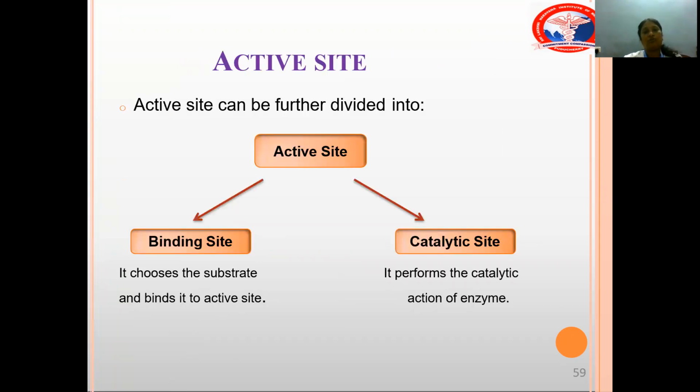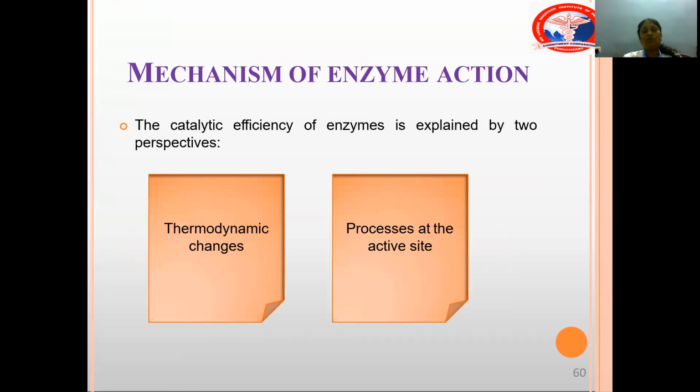The active site can also be further divided into the binding site and the catalytic site. The binding site chooses the substrate and binds it to the active site. The catalytic site performs the catalytic action of the enzyme. The mechanism of enzyme action is basically explained from two perspectives. One is thermodynamic changes. The second one is the processes which are happening at the active site.